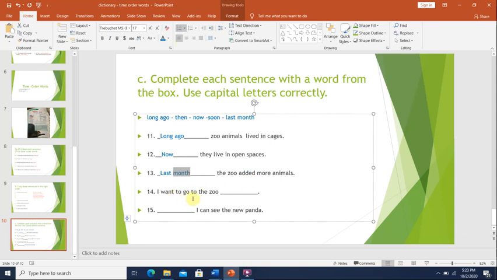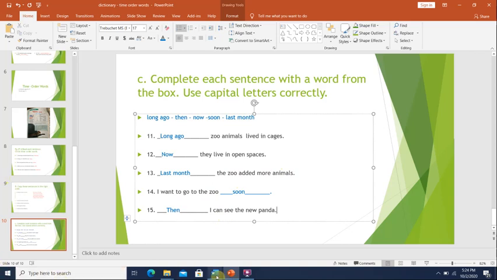I want to go to the zoo soon. So if I want to go to the zoo soon, then I can see the new panda. Because last month, the zoo added more animals. I want to go to the zoo soon. Then I can see the new panda. Okay?